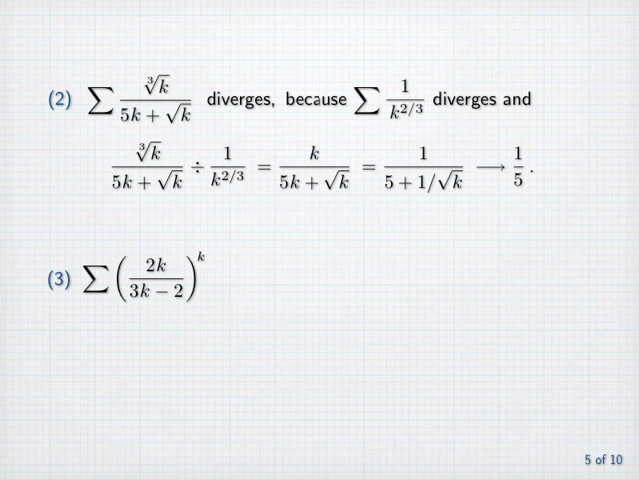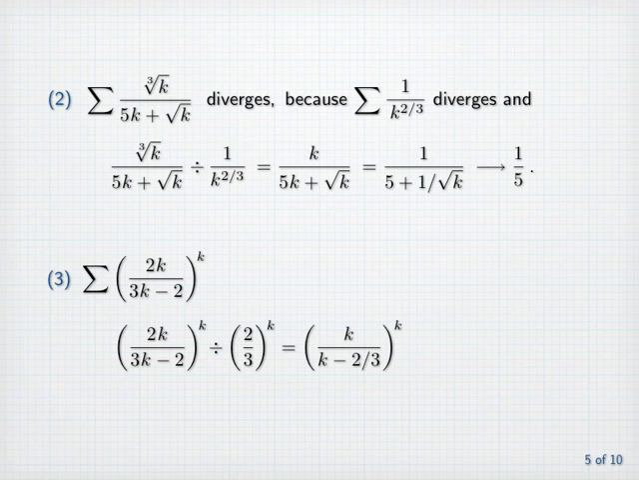Example 3. Consider the sum of the kth power of 2k divided by 3k minus 2. The kth term here is approximately equal to 2/3 to the kth power when k is large, so we'll use a limit comparison test with the geometric series, the sum of 2/3 to the kth power. So we divide our kth term by 2/3 to the k, which is the same as multiplying by 3/2 to the k, and combining those two factors gives us the kth power of k over k minus 2/3.